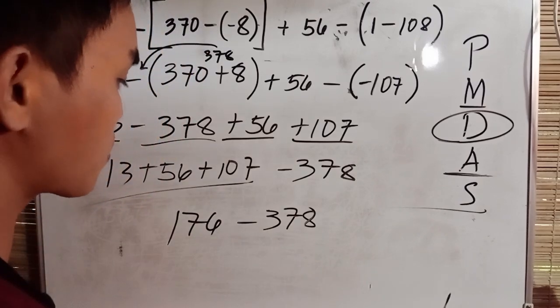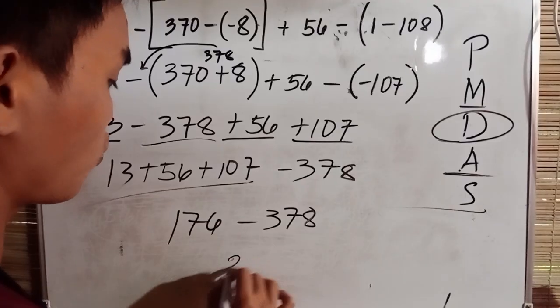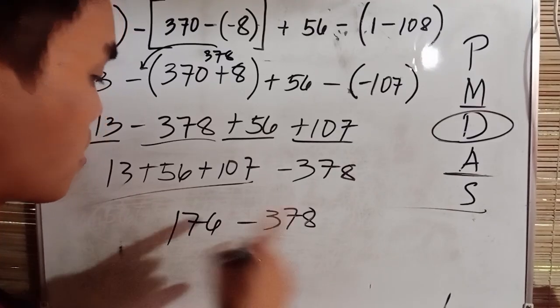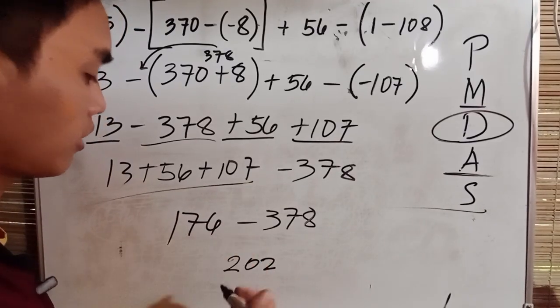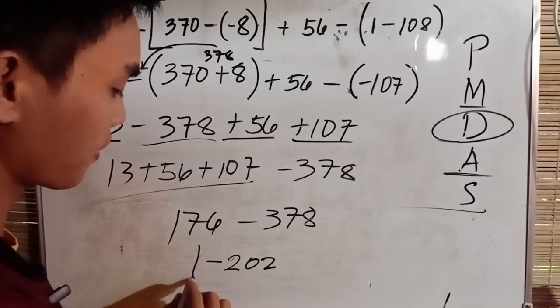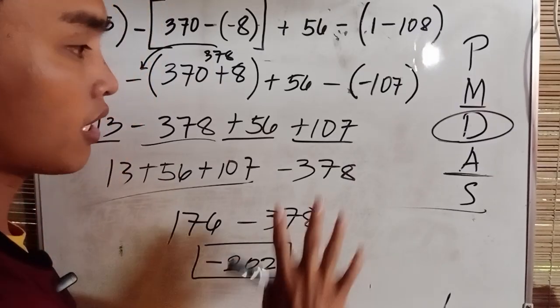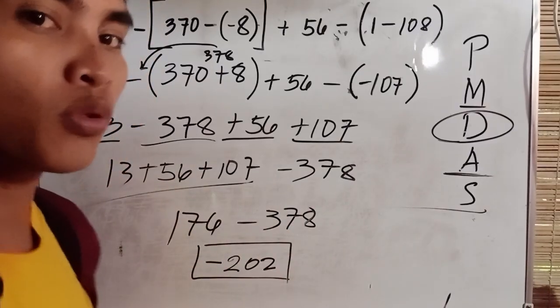378 minus 176, it's basically 202. So what's the sign of the biggest number? It is negative. So therefore, our final answer is negative 202. So that is our final answer, negative 202.